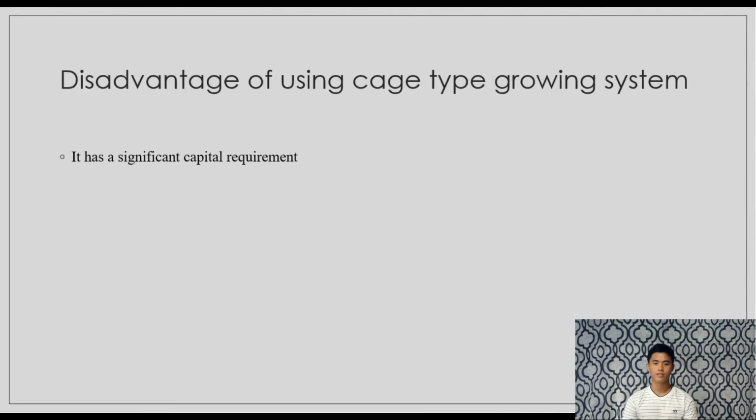The only disadvantage of using the cage type growing system is that it has a significant capital requirement. You need a bigger capital in purchasing the cage setup.